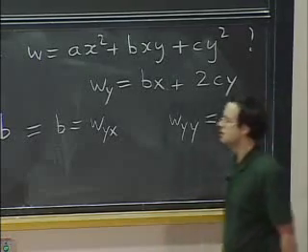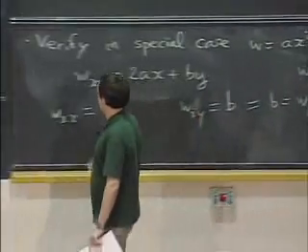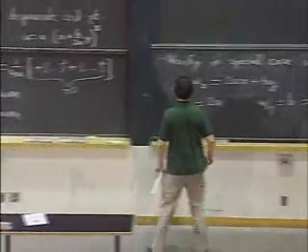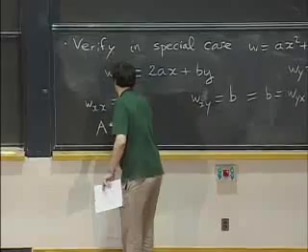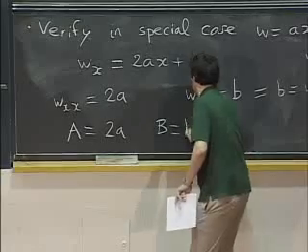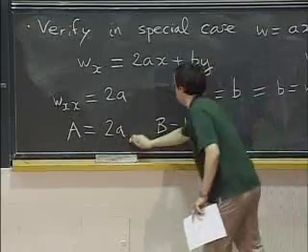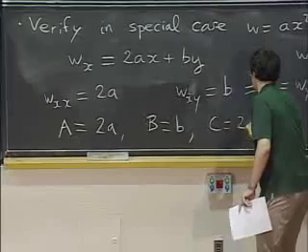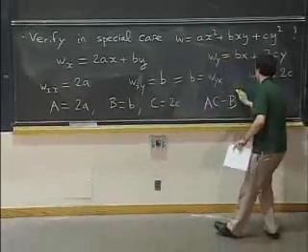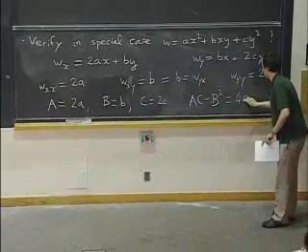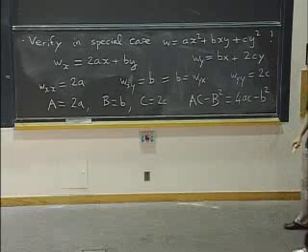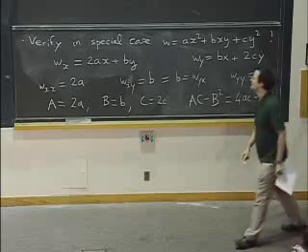So if we now look at these quantities, that tells us big A is 2 little a, big B is little b, big C is 2 little c. So big AC minus B squared is what we used to call 4 little ac minus b squared. Okay?